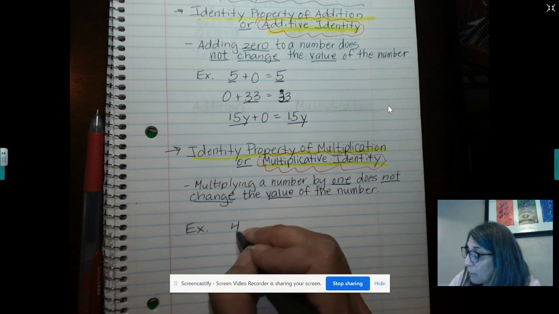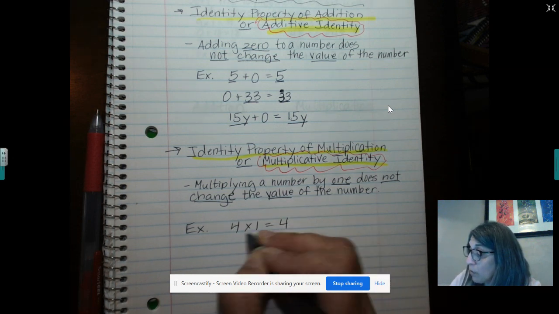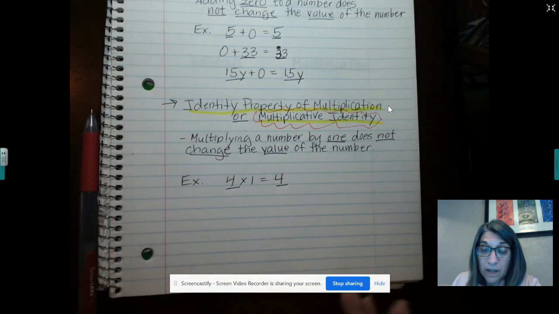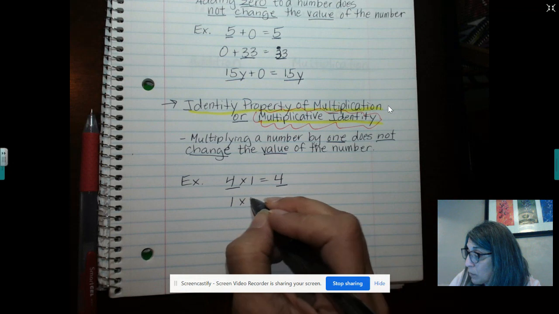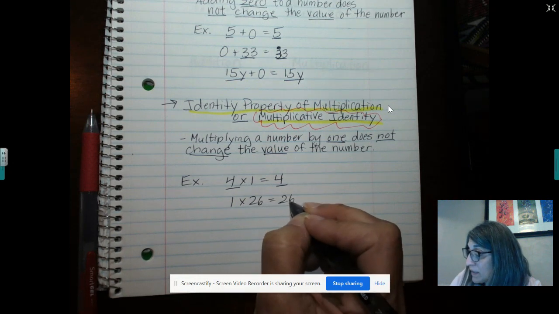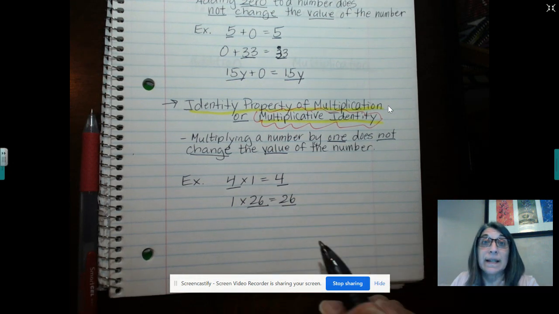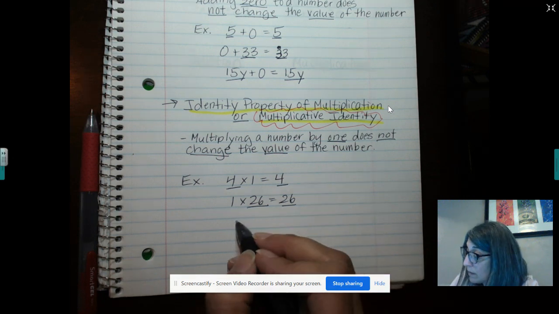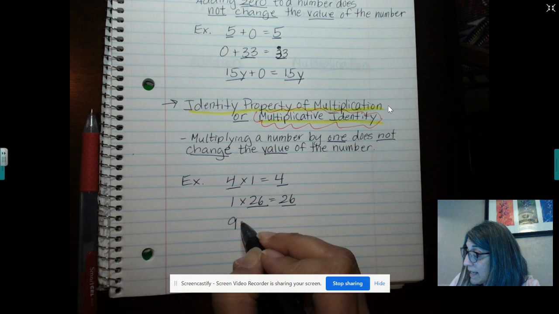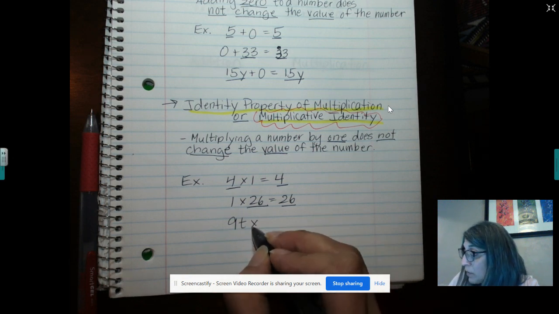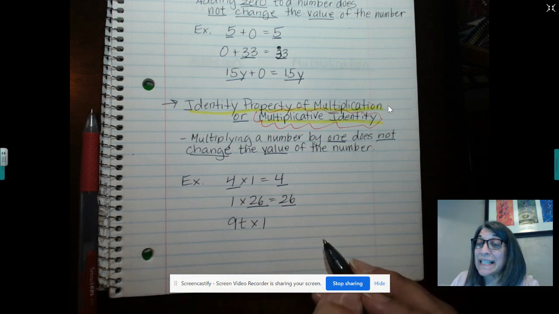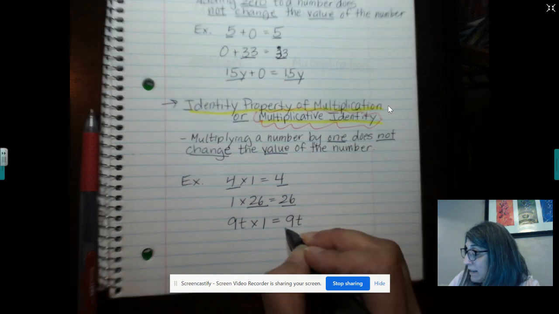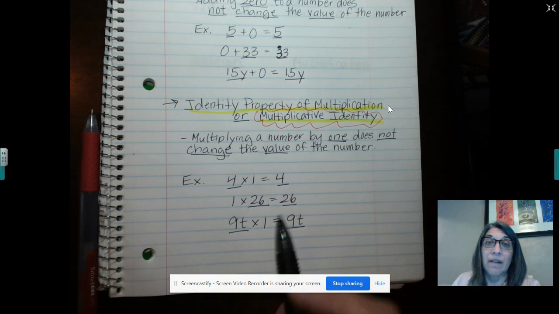So if I do 4 times 1, it is equal to 4. The 4 keeps its identity. It is still a 4. Okay? If I do 1 times 26, the 26 keeps its identity. It is still a 26. It hasn't changed. I could do 9t times 1, and 9t times 1 is still equal to 9t. Okay, it doesn't change the identity of that value.